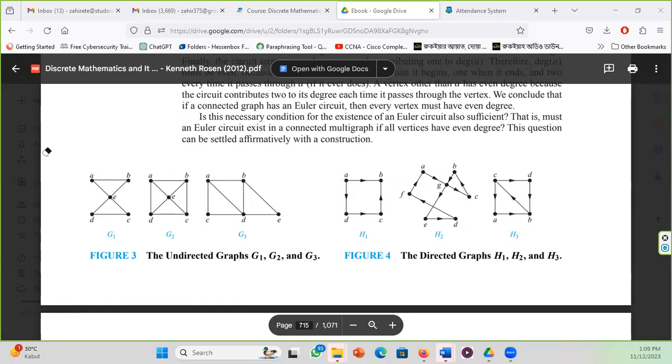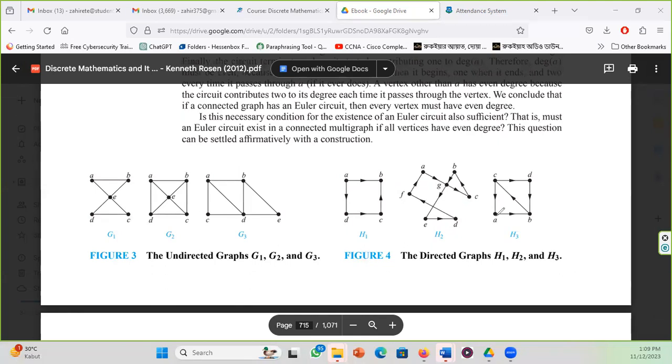Yes, sir. Euler circuit means you need to start from a point, travel all the paths, and again come back to the starting point. That is the Euler circuit, a kind of loop. But Euler path is that all the paths are called the Euler path. So from the H1 graph, we can find that if we start from A, we cannot return back to A. So it does not have any Euler circuit. Similarly, it does not have any Euler path. Consider H3. What about H3?